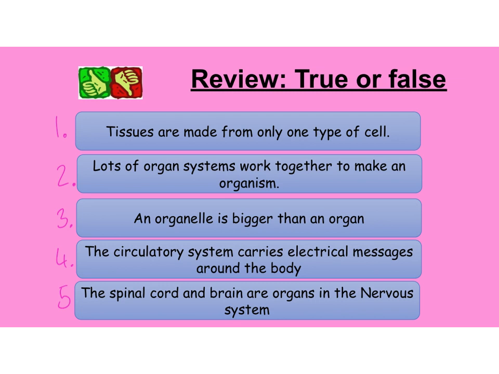Okay, so the first question is a little ambiguous because there is kind of true and false. So tissues are made from one type of cell. They're similar types. So you could have a couple, but normally they are just the one type of cell, but they can be similar types of cells. Lots of organ systems work together to make an organism. That's true because we're an organism. An organelle is bigger than an organ. That's false. An organelle is the smallest part. It's even smaller than a cell. It's what's within a cell. The circulatory system carries electrical messages around the body. That is false. That is the nervous system. The spinal cord and the brain are organs in the nervous system. That is true.